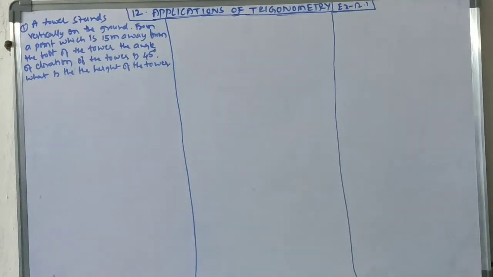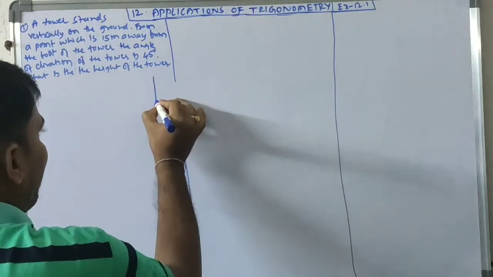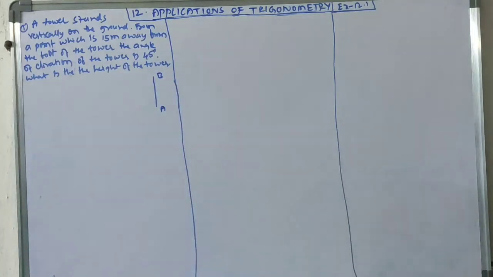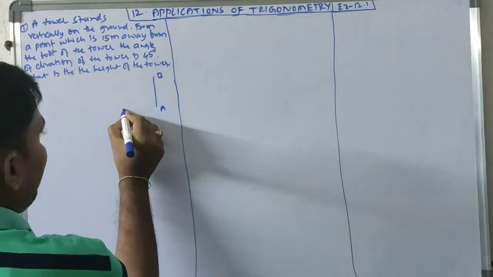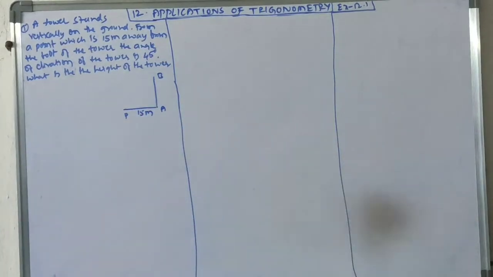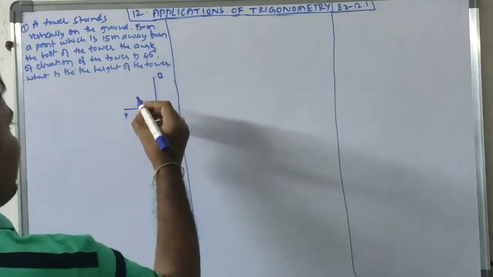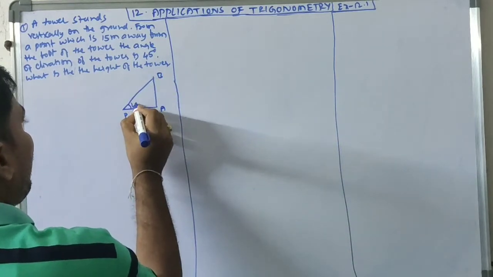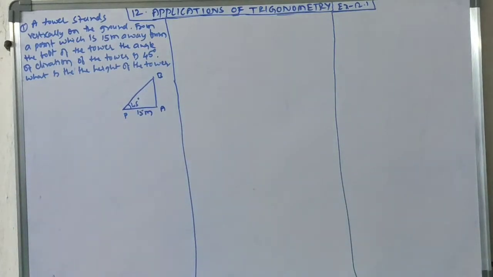Okay, now a tower stands vertically on the ground. So I am taking a tower, AB. P is the point 15 meters away from the foot. The angle of elevation of the tower top is 45 degrees. Now what is the height of the tower? We need to find the height of the tower AB.